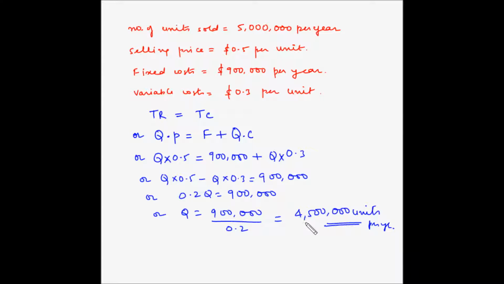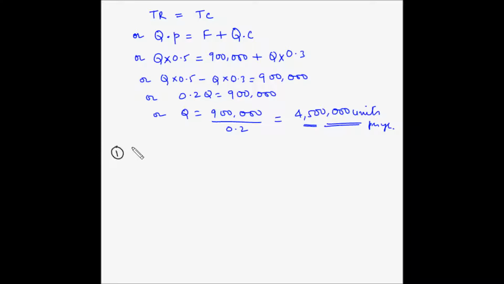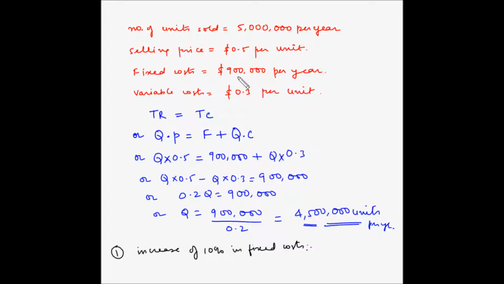Now we have to find out the impact on this break-even point in case first there is an increase of 10% in the fixed cost. So what this means is that the new fixed cost will be $900,000 multiplied by 1.1. So with this increase in fixed cost, definitely the company will have to sell more units in order to break even. So let's find out the new break-even point.